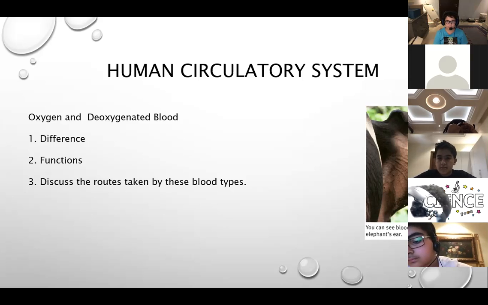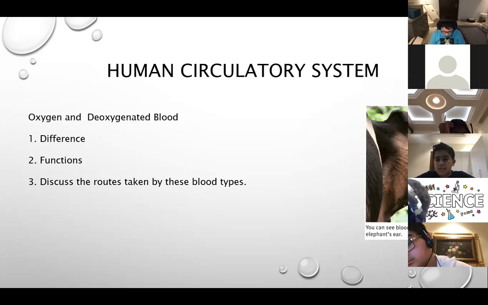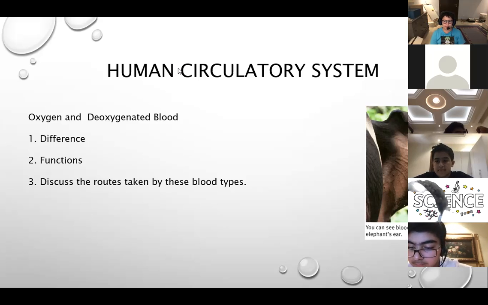Second, the function is the oxygen should be provided to all cells, right? And the function of the deoxygenated blood is it takes the carbon dioxide from the cells and goes to the lungs to remove it out. When we breathe out, we release the carbon dioxide. So if nobody is going to take out the carbon dioxide from my blood, I'm going to have trouble, right? My blood will not be clean.